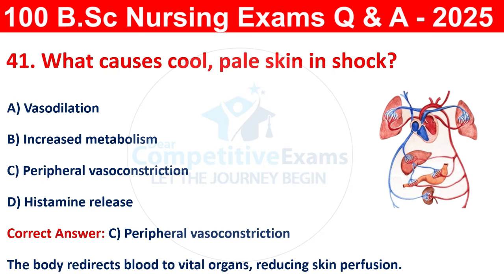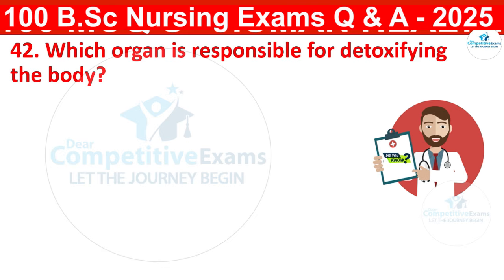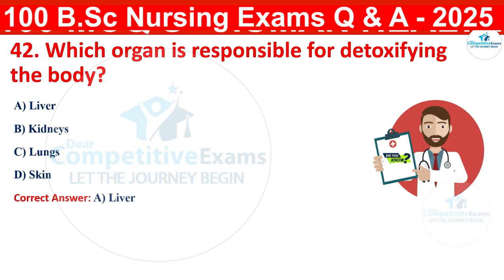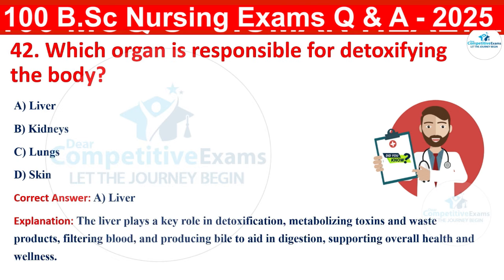Question number 42. Which organ is responsible for detoxifying the body? Your options are liver, kidneys, lungs, or skin. The correct answer is A, that is liver. The liver plays a key role in detoxification, metabolizing toxins and waste products, filtering blood and producing bile to aid in the digestion, supporting overall health and wellness.